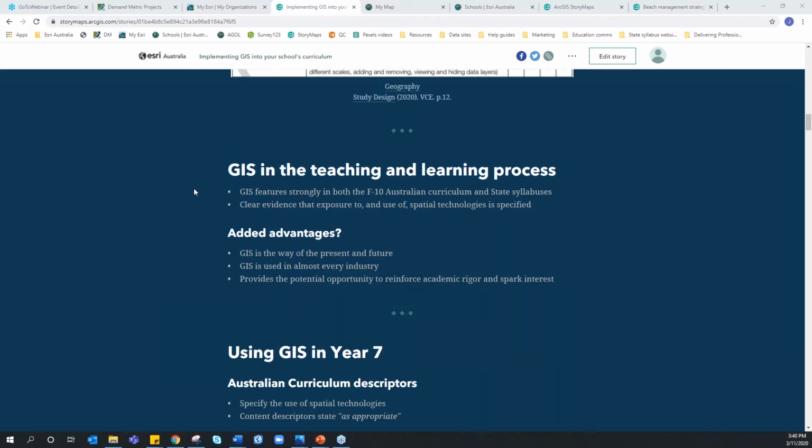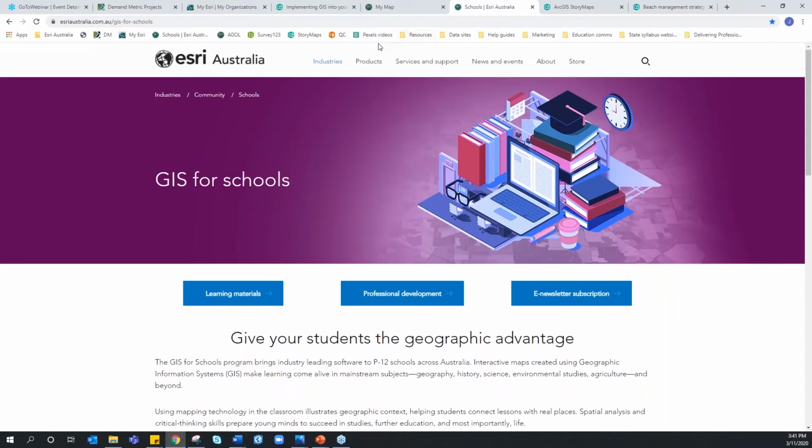The added advantages of using GIS in your classrooms: it is the way of the present and the future. Gone are the days of Rolodexes and paper maps, street maps. We're using digital maps all the time now, even if it's as simple as looking up a destination in iPhone Maps or Google Maps. It is the way of the present and the future. It's used in almost every industry, and I'll just show you really quickly.